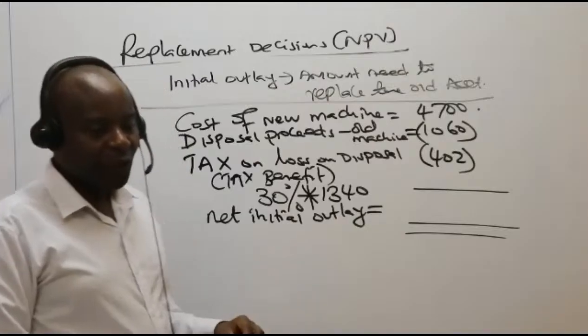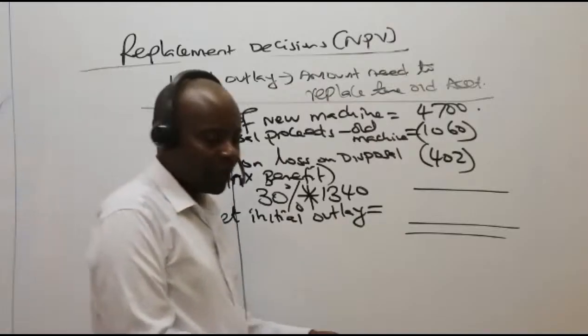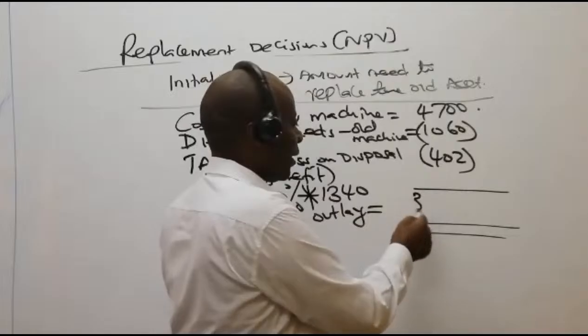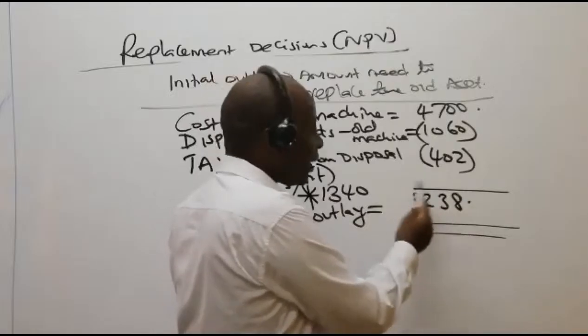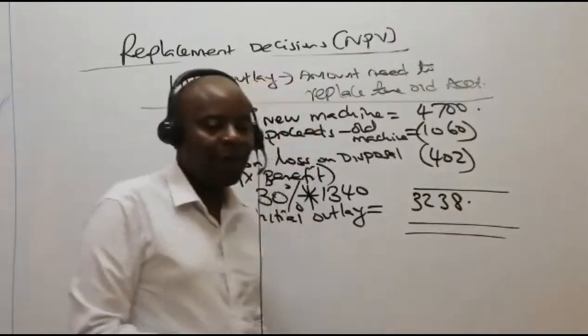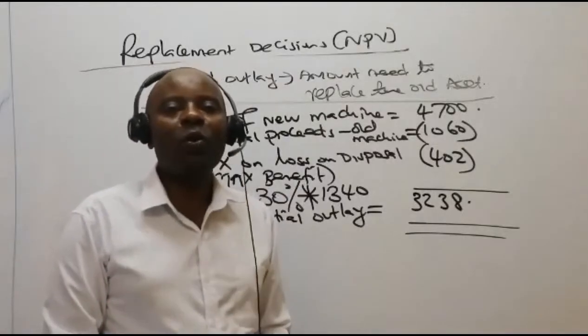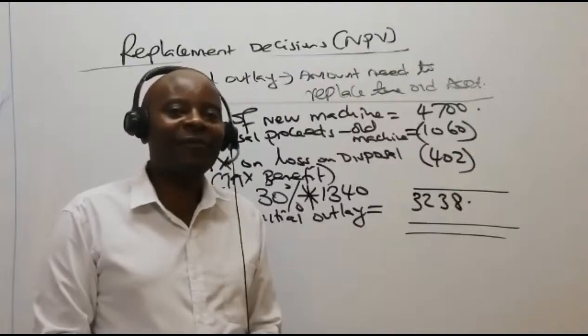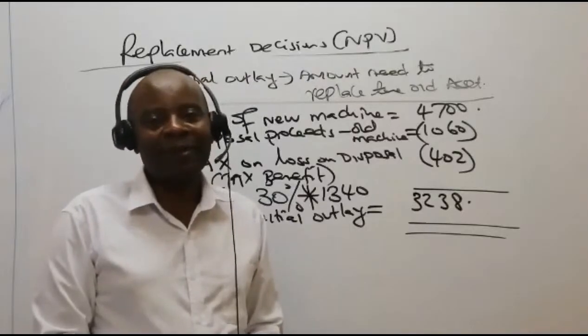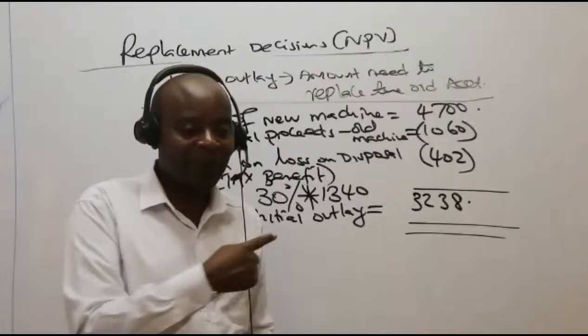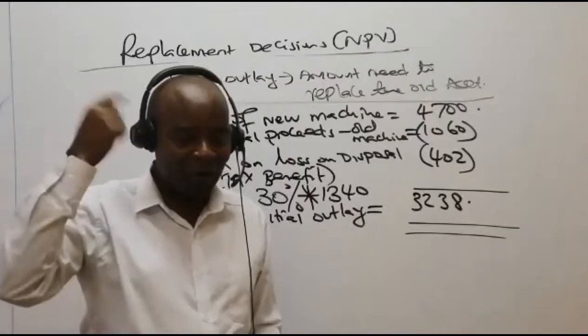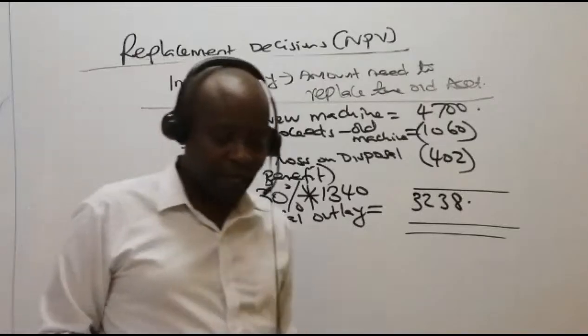We add, yes. So that gives me a figure of 3238. This is a very important figure. Remember, at the end of the day, this examiner would need us to calculate net present value. So it's a figure that I expect you to have at the back of your mind. We'll want to use this figure next.